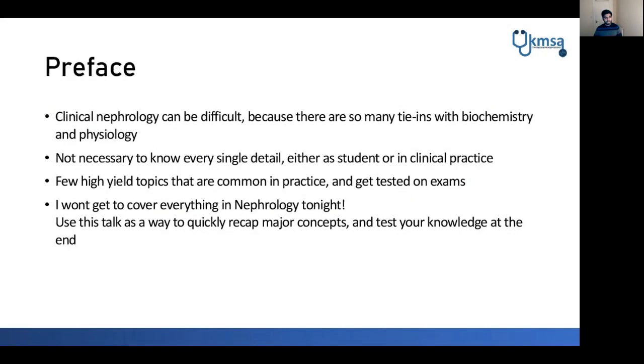Keeping that in mind, there are some high yield topics in nephrology that I feel get tested commonly and show up day to day. So we're going to go through them today. And despite my best efforts, I won't be able to cover everything tonight. So just use this talk as a way to recap the major concepts, and we can test ourselves at the end as well. If you have any questions, maybe you can keep a note of them and I'll try to get to them at the end.